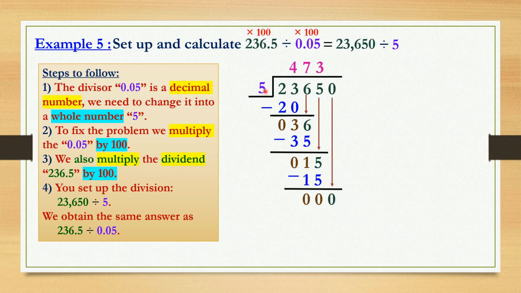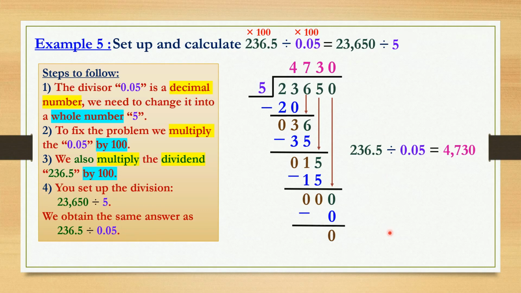When you slide, you divide. Be careful, we don't stop here. 0 divided by 5, it's 0. 0 minus 0, it's 0. It's an exact quotient here, and it's a whole number. So 236.5 divided by 0.05 equals 4,730. Although the dividend and the divisor are decimal numbers, the quotient here is a whole number because it has the same answer as this division.